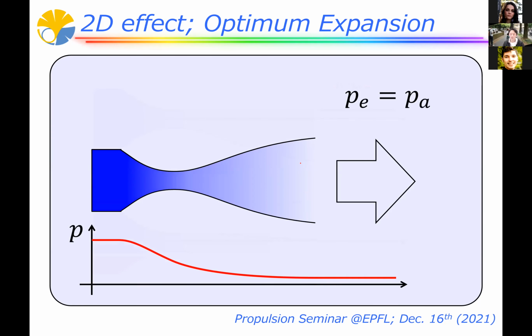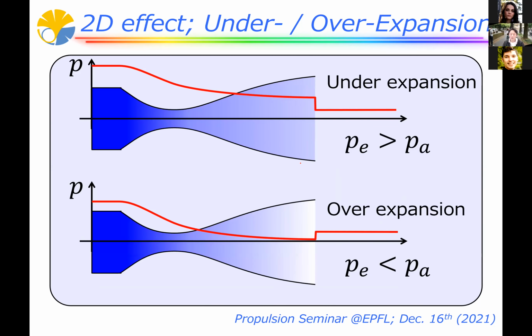However, in actual cases, many cases differ from that. The first one here is the under expansion case. Under expansion means expansion is not enough and gas pressure is still high here compared with ambient pressure, so it's called under expansion. And in the case of over expansion, this is too much expansion. Then pressure is too low compared with ambient. So in this case, the exit pressure is lower than the ambient.